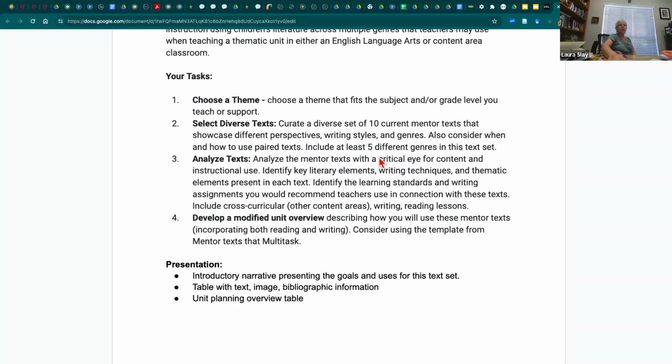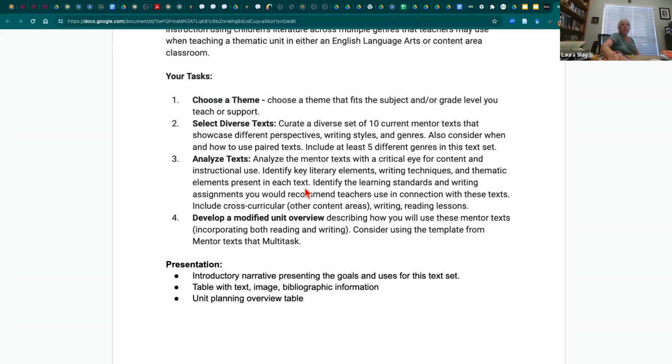So it says, analyze the mentor text with a critical eye for content and instructional use. Identify the key literary elements, the writing techniques and thematic elements that are present in the text. So how does it fit your theme? Is this a good piece to teach character development? Is it a good piece to teach poetry style, et cetera, et cetera?